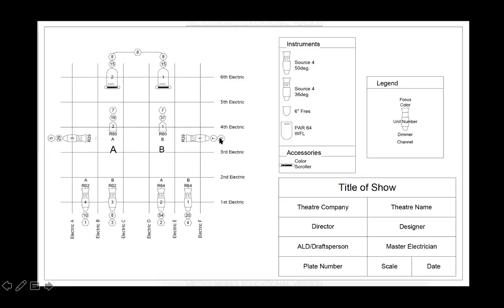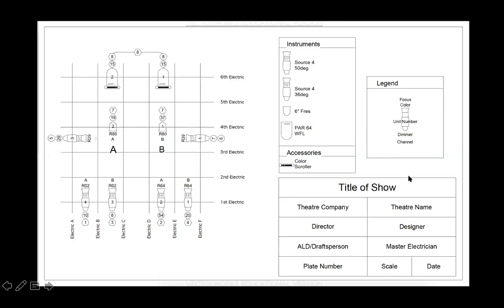And then if we go underneath that, that is the channel number. So that's what we're assigning this light in the board in order to control it. So it's plugged into dimmer 7 and it's channel 6, right? So that's how we read the legend. So hopefully that all makes sense.